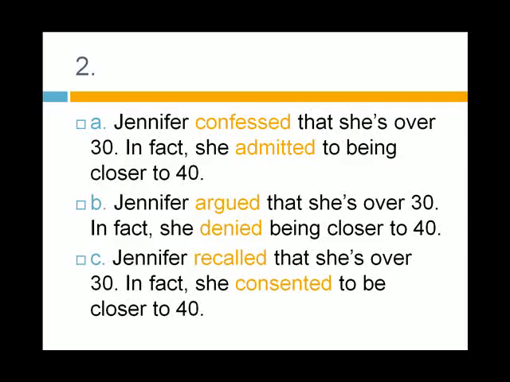I'm over 30. In fact, I'm closer to 40. Which is most accurate? A. Jennifer confessed that she's over 30. In fact, she admitted to being closer to 40. B. Jennifer argued that she's over 30. In fact, she denied being closer to 40. C. Jennifer recalled that she's over 30. In fact, she consented to be closer to 40. Answer: A.